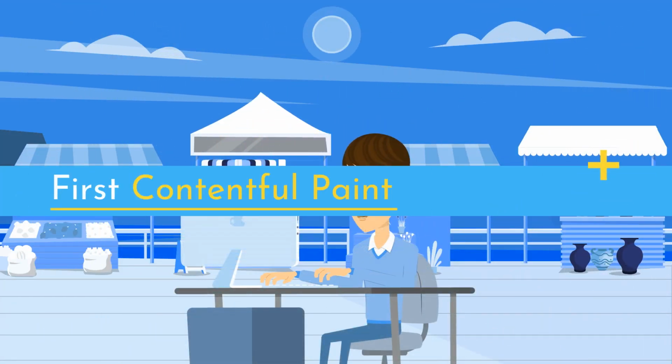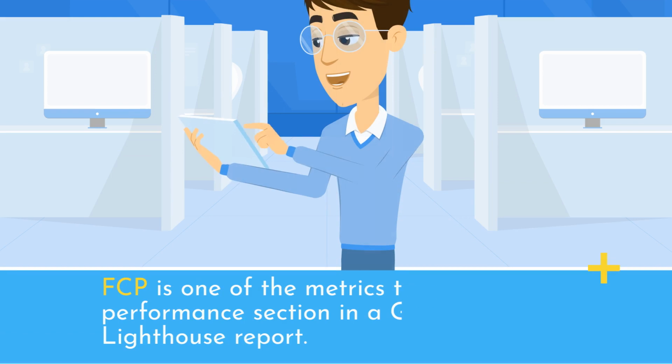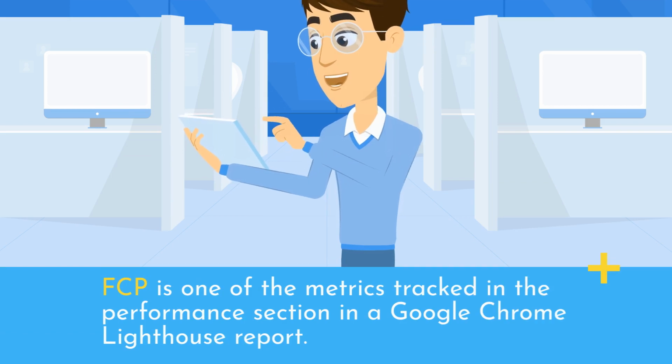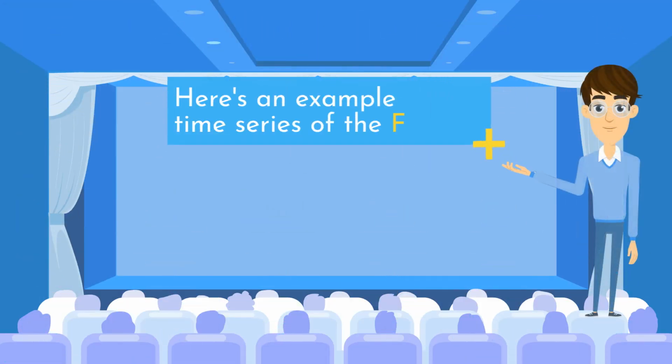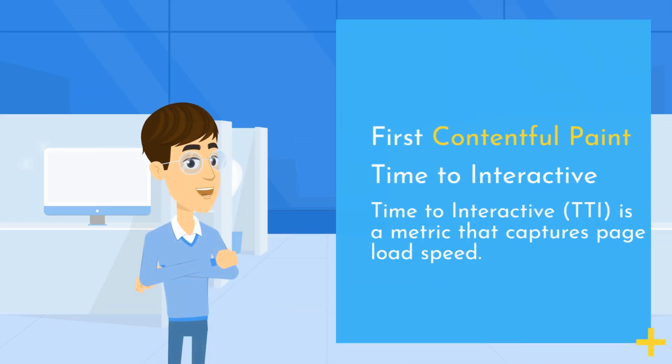First Contentful Paint. FCP is one of the metrics tracked in the performance section in a Google Chrome Lighthouse report. It measures the time, in seconds, it takes for your browser to render the first piece of DOM (document object model) content after a user navigates to your page. Here's an example of the time series of the FCP.